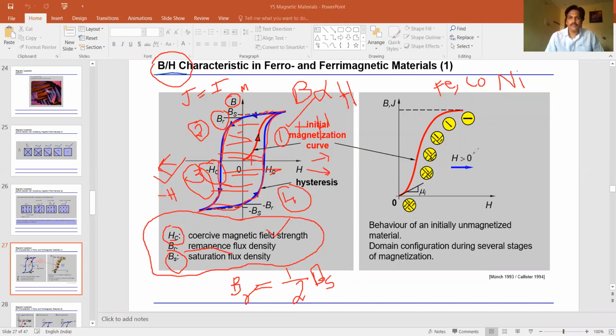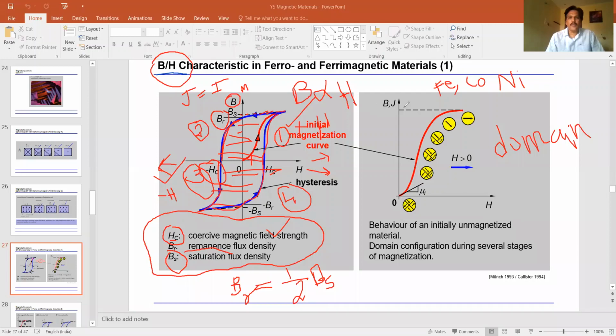Domain theory. Explain this BH hysteresis loop based on the domain theory. So this is the explanation based on domain theory. See here, initially this is H. H is taken along the x-axis, and B or J along the y-axis.